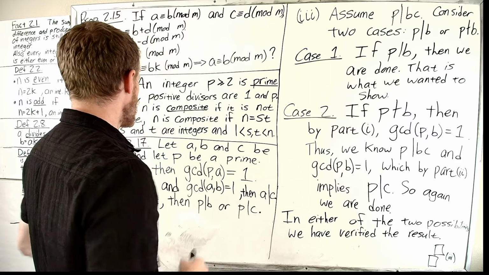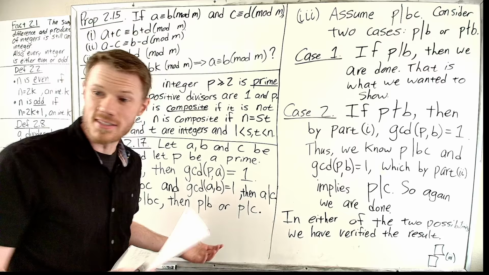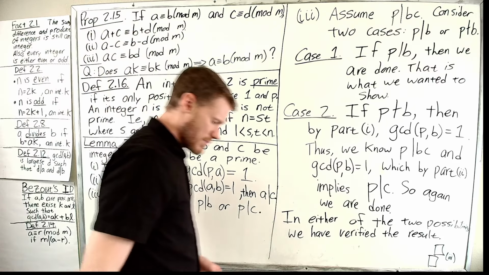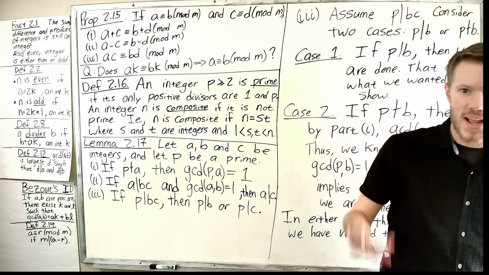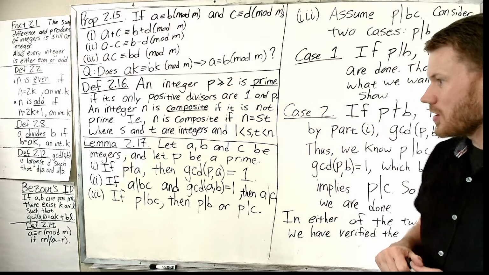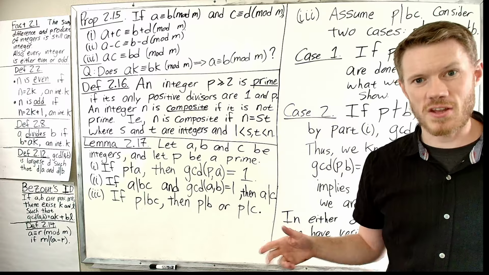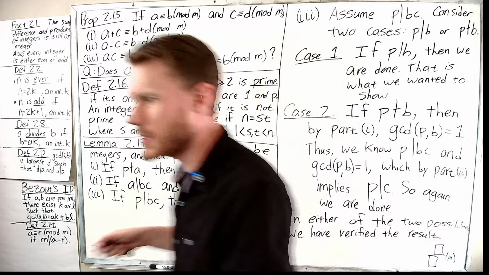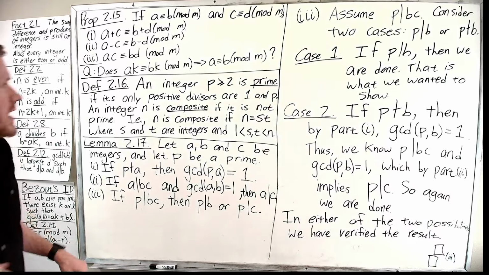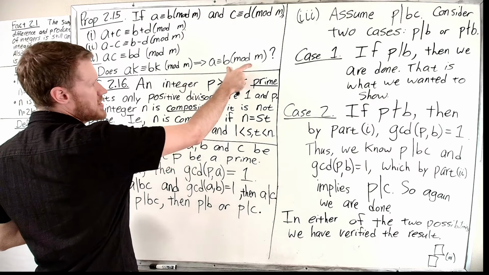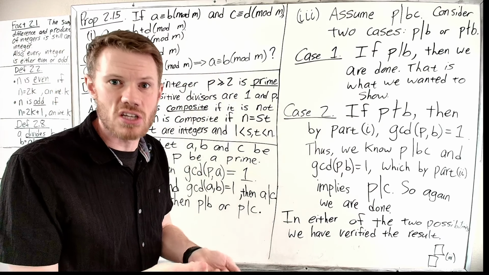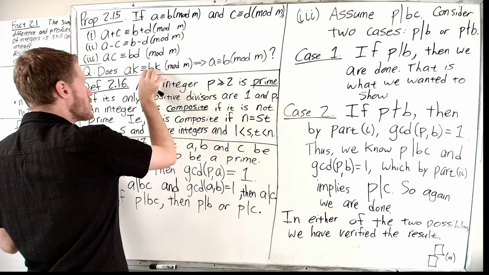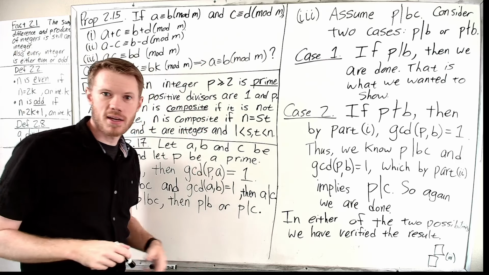Okay, so hopefully that makes sense. That's a lemma. Lemmas are used to prove the next proposition or theorem. So stay tuned. In the next video, we're going to return to this AK being congruent to BK, implying this, and to say what is the exact condition that allows you to cancel the K from both sides.